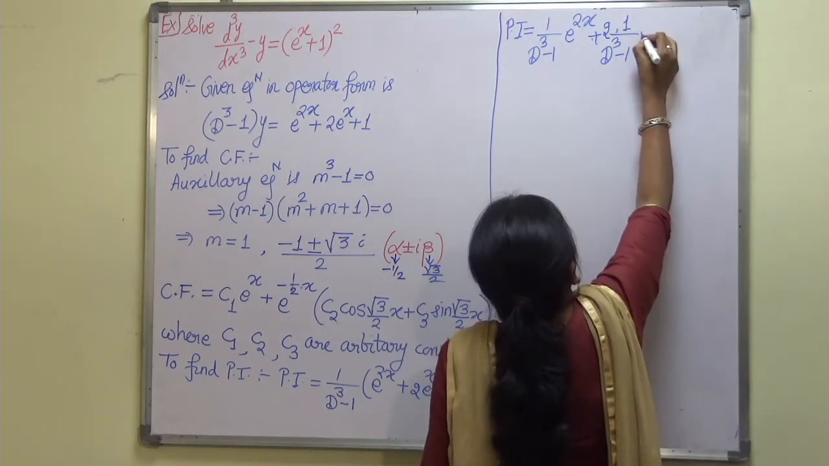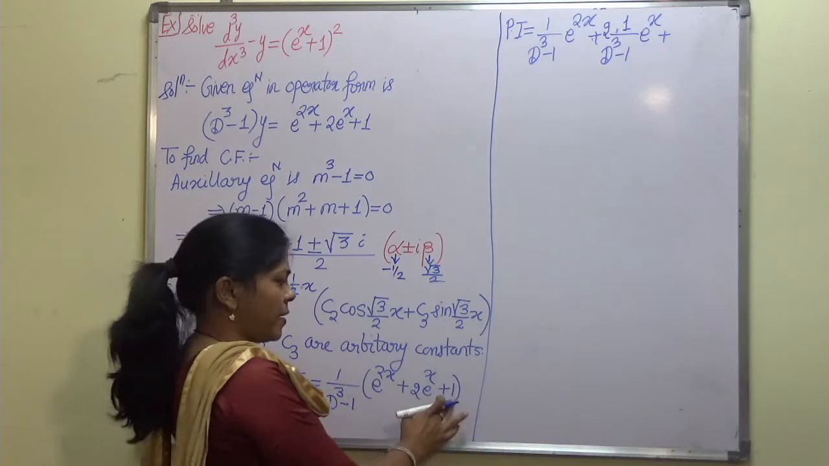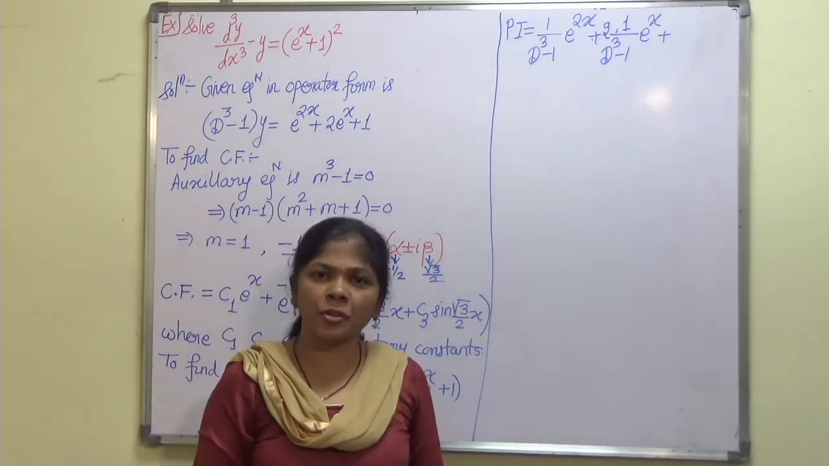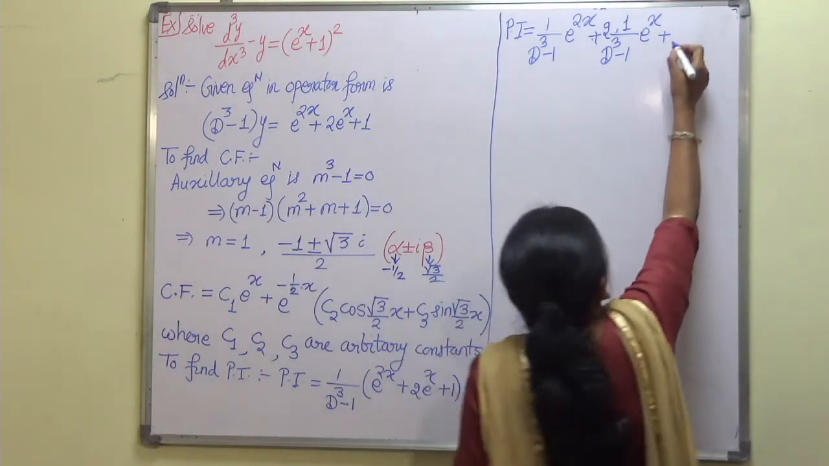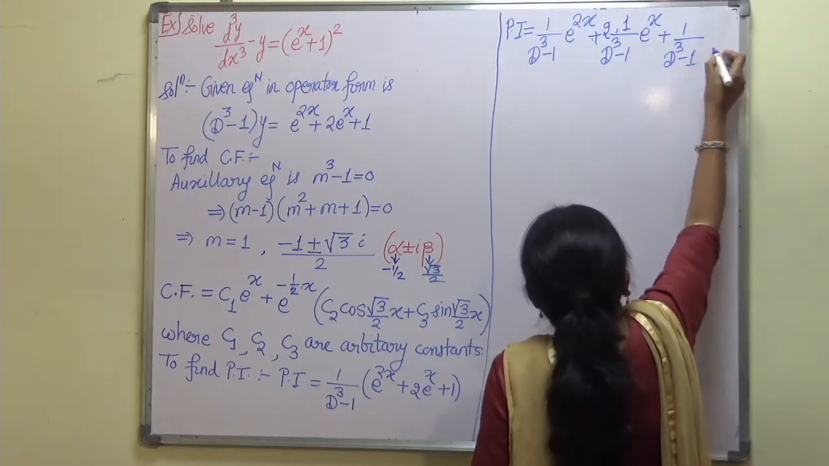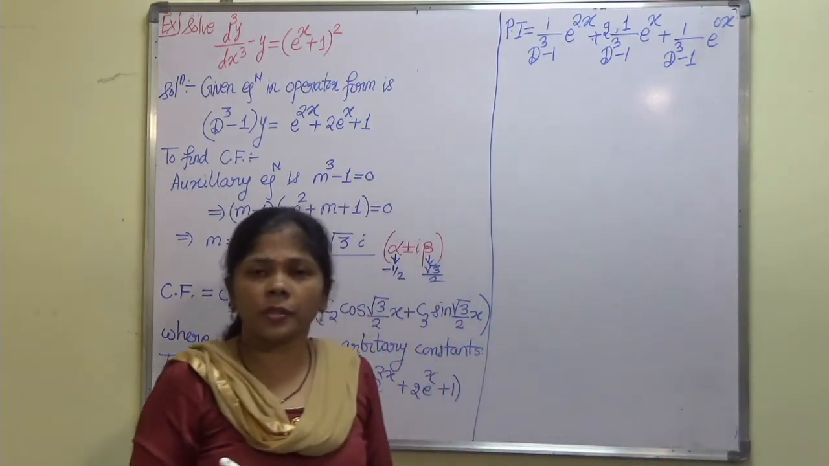Then it is operating on e raised to x. Then the last term is 1. And as I told you, 1 should be written in the form of exponential form. So we write this 1 as e raised to power 0x. So it is 1 upon d cube minus 1 operating on e raised to power 0x.